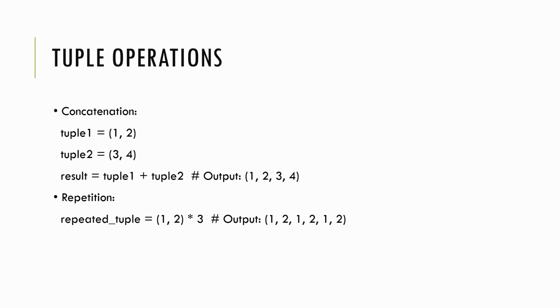Tuples support several operations. For instance, you can concatenate two tuples using the plus operator. If we have tuple1 = (1, 2) and tuple2 = (3, 4), concatenating them results in (1, 2, 3, 4). You can also repeat tuples using the asterisk operator. For example, (1, 2) * 3 results in (1, 2, 1, 2, 1, 2), repeating the elements 3 times.